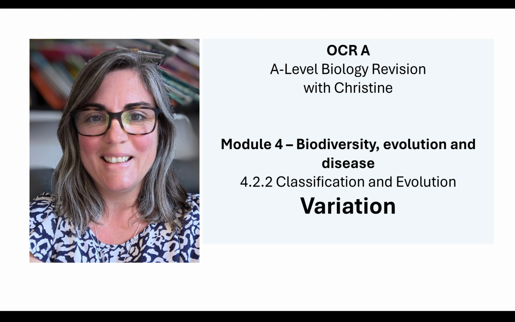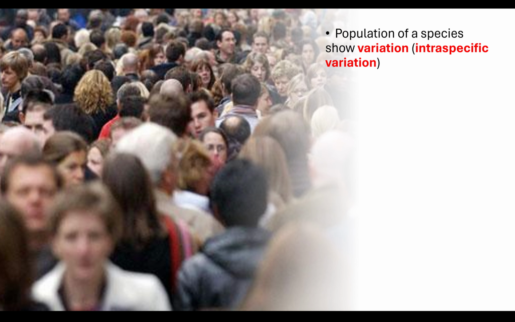So today's lesson, I want to look at variation. We know that the population of a species will always show variation. Because we're talking about the population of a species, we're talking about all the individuals in a given place at a given time. That therefore shows us what's known as intraspecific variation.